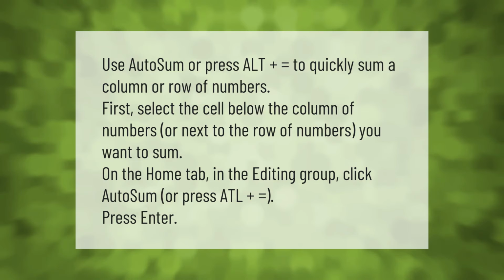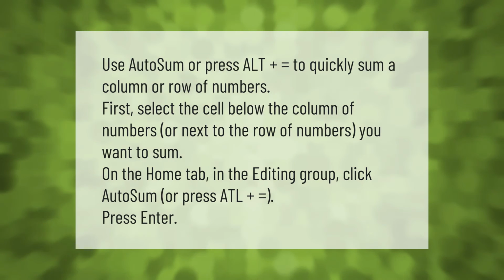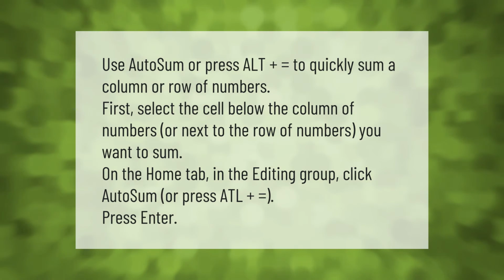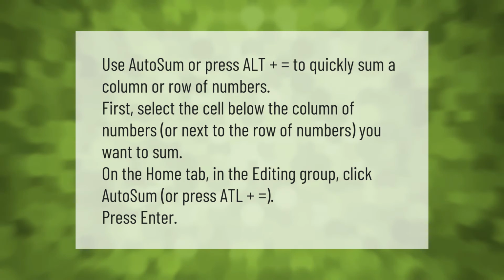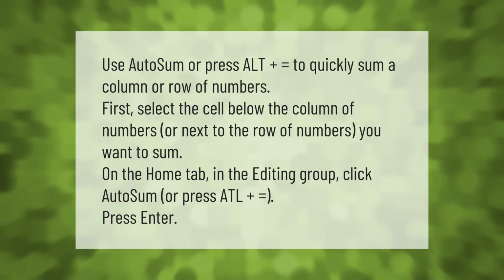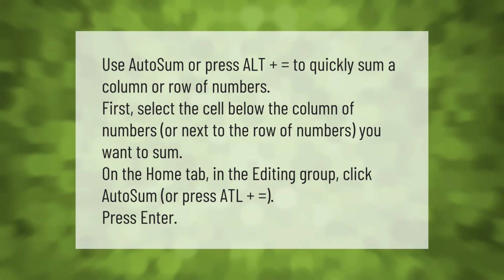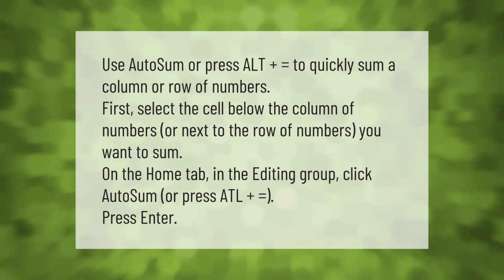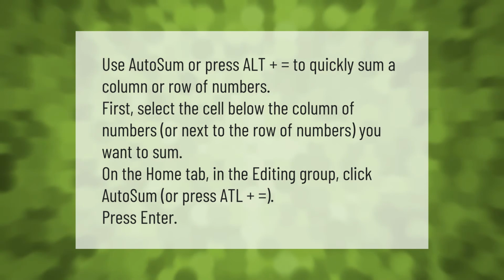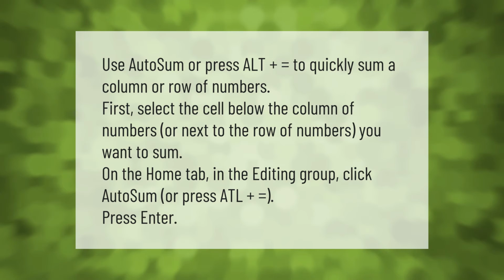Use AutoSum or press Alt plus equals to quickly sum a column or row of numbers. First, select the cell below the column of numbers, or next to the row of numbers, you want to sum. On the Home tab, in the Editing group, click AutoSum, or press Alt plus equals. Press Enter.